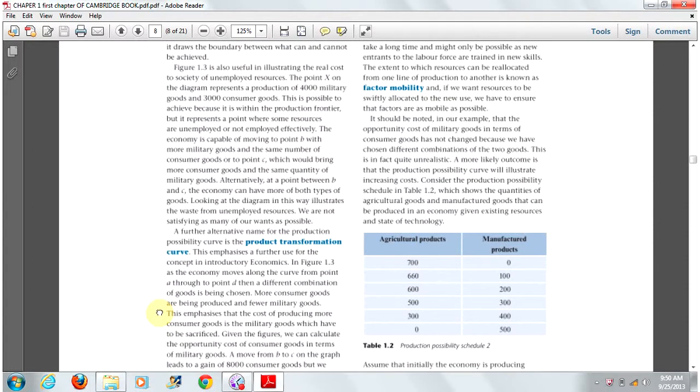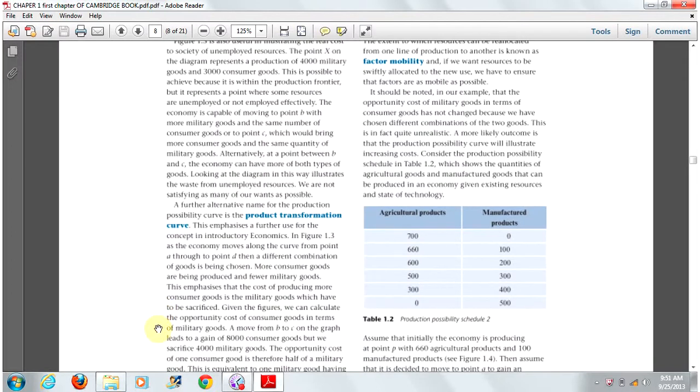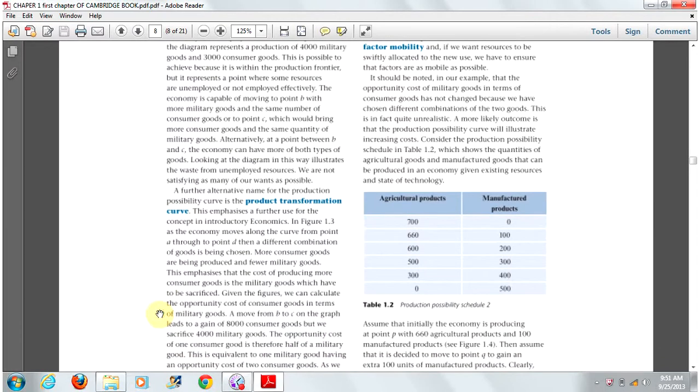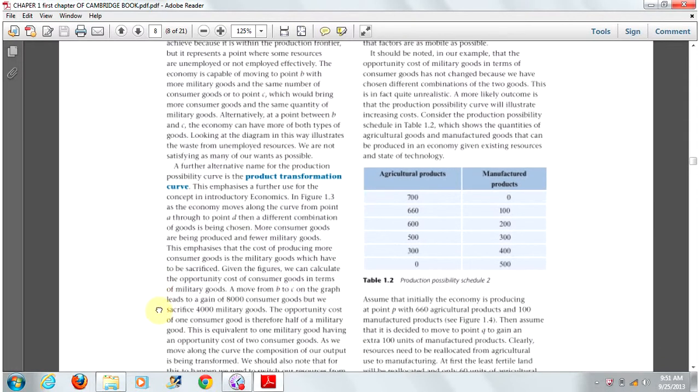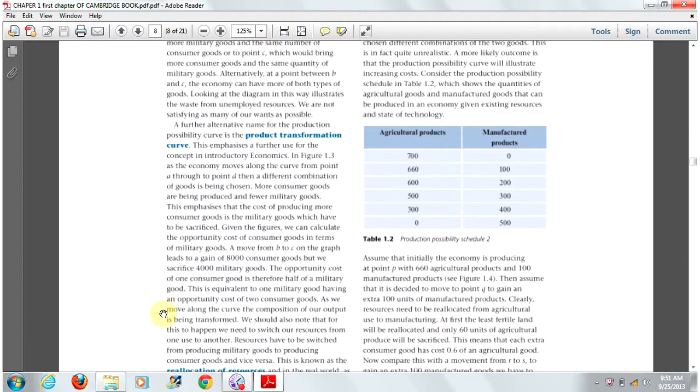Given the figures, we can calculate the opportunity cost of consumer goods in terms of military goods. A move from B to C on the graph leads to a gain of 8,000 consumer goods, but we sacrifice 4,000 military goods. The opportunity cost of one consumer good is therefore half of a military good. This is equivalent to one military good having an opportunity cost of 2 consumer goods. As we move along the curve, the composition of our output is being transformed. We should also note that we need to switch our resources from one use to another.